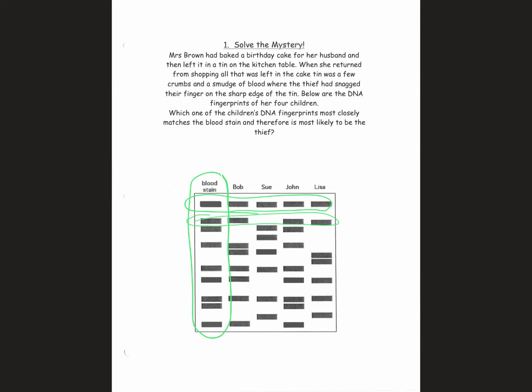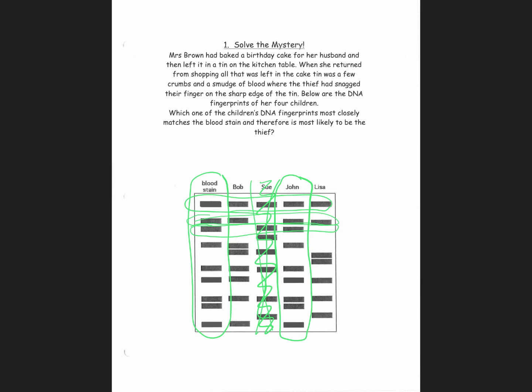Three of them have this one in common. Since Sue doesn't, it's not going to be Sue, so we can eliminate her. Then this next line: only Sue and John have that one in common with the blood stain. But since Sue's already eliminated, our perpetrator, our cake thief, is going to be John.